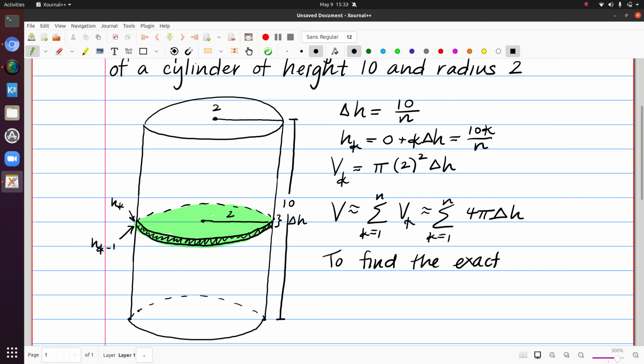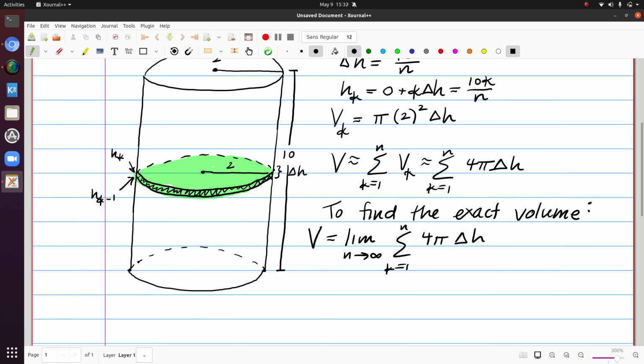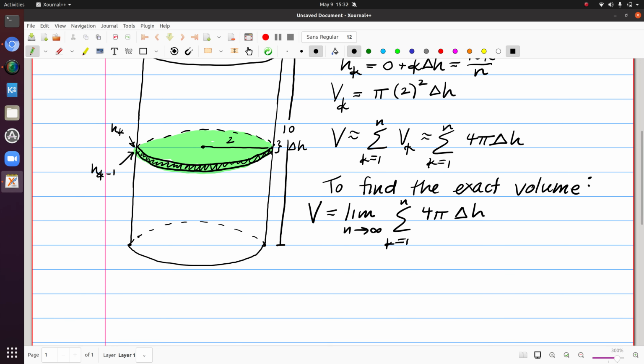think about what we've seen so far. I have a Riemann sum. If I send the number of slices to infinity, then we get the exact volume. So we would send n to infinity in this instance. And now I want to think about my definition of the definite integral. As I send n to infinity, we get an integral. The delta h, remember, becomes dh in the integral form.